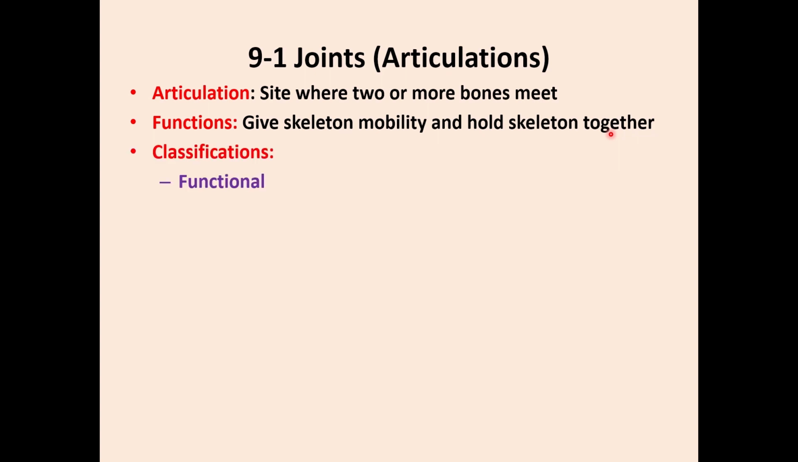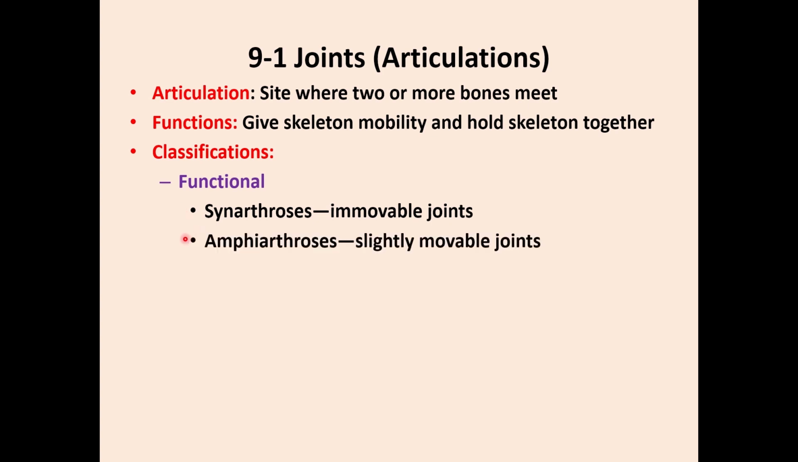One of the classifications is based on the function or mobility, and under that you have three different types of joints. One is called Synarthroses. It means these joints are not mobile. The second one is called Amphiarthroses, that they are slightly mobile. And the third one is called Diarthroses, that they can move freely.